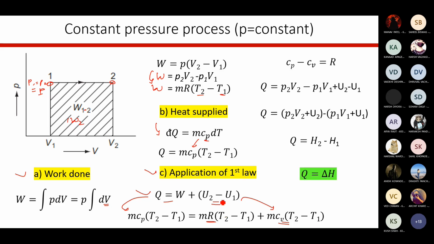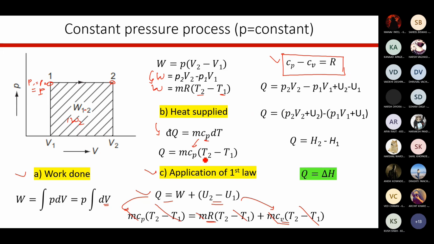And when you solve this, (T2 minus T1) you can cancel out throughout the expression. Mass can be cancelled out throughout. And then what you get is this expression, Cp minus Cv is equal to R. We know this. We have studied this even in physics also, that Cp minus Cv is equal to R, where this R is nothing but the gas constant. We know this.